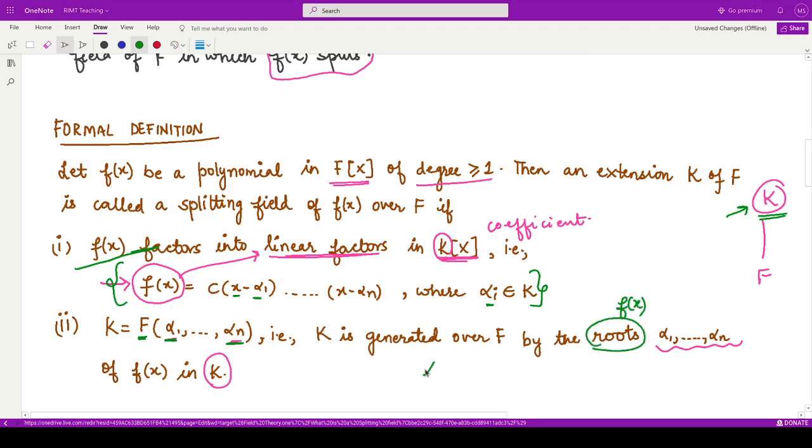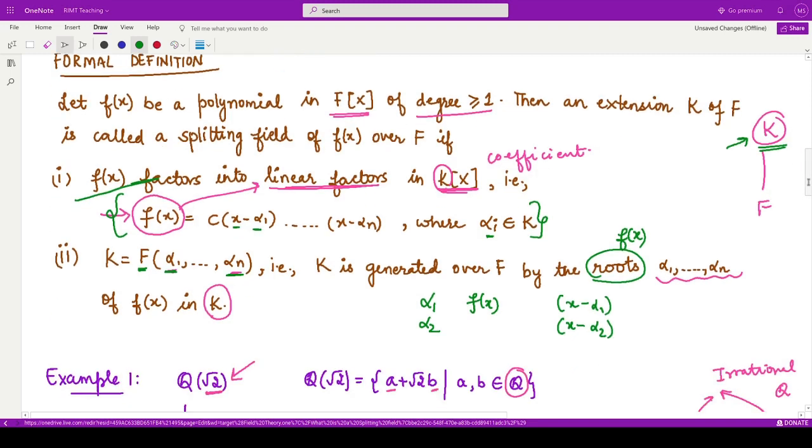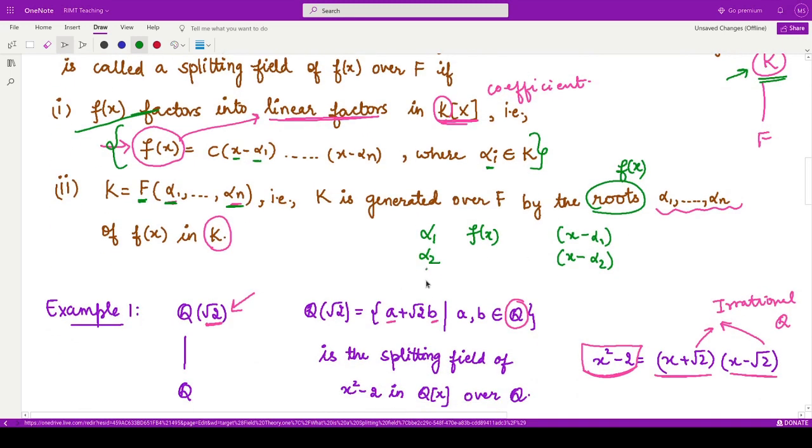Suppose alpha 1 is a root of this polynomial f of x, that means x minus alpha 1 would be a factor of this. Say alpha 2 is a root of this polynomial, so x minus alpha 2 would be a factor of this one. Similarly, if alpha n is a root of this polynomial, then x minus alpha n is a factor of this particular polynomial. So you can write the complete polynomial f of x as the product of all these factors. So this is the definition.